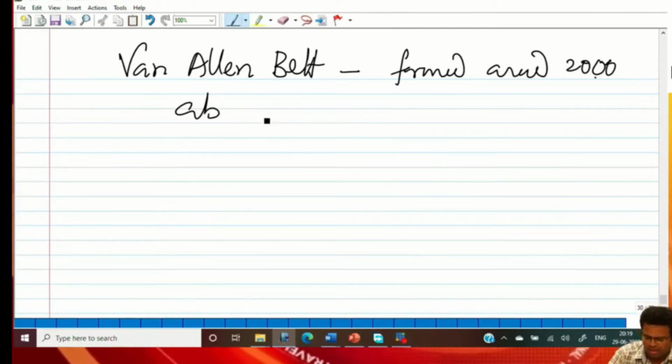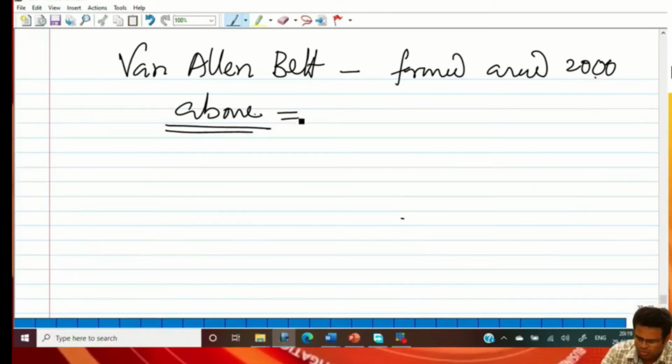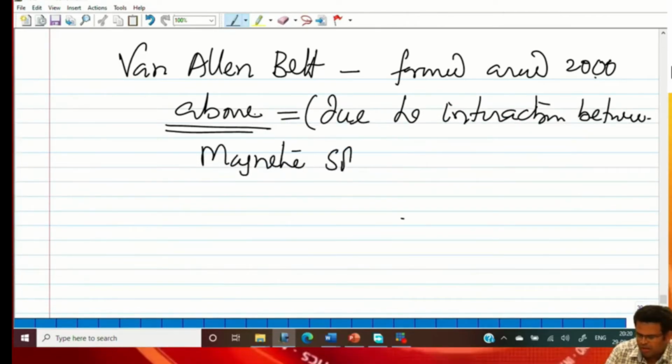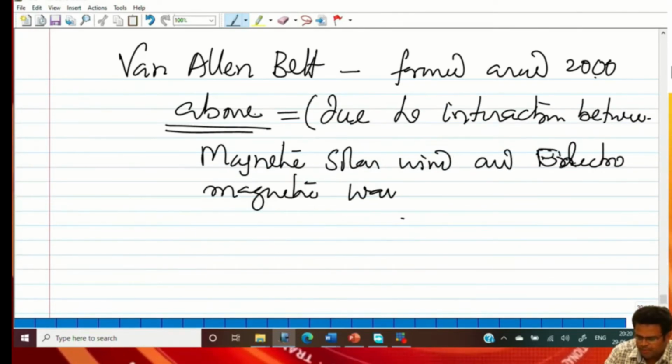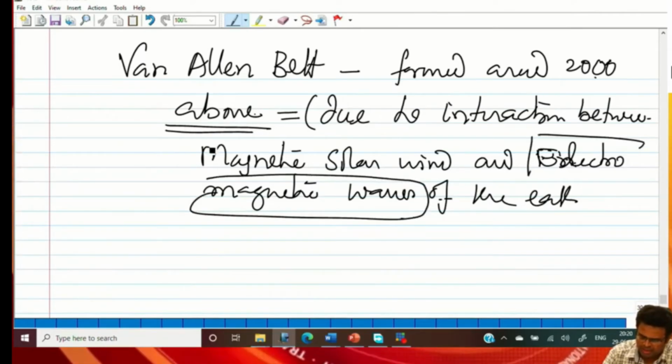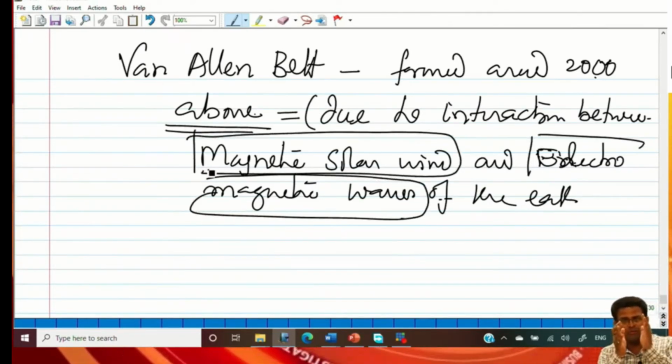There are two belts; I am making you aware of one belt. There is a Van Allen belt around 2000 kilometers above, formed due to interaction between the magnetic solar wind and the electromagnetic waves of the earth. They are colliding, and there is a formation of one magnetosphere, and they are charged particles.